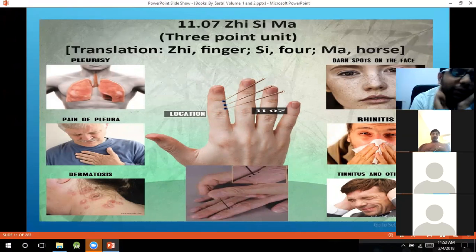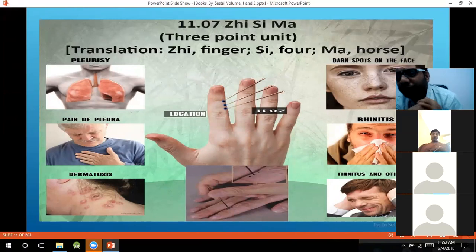Even you will see I have some dark spots on my face, here and here. This is segmentation of energy. Even in that case, 11.07 is very good.